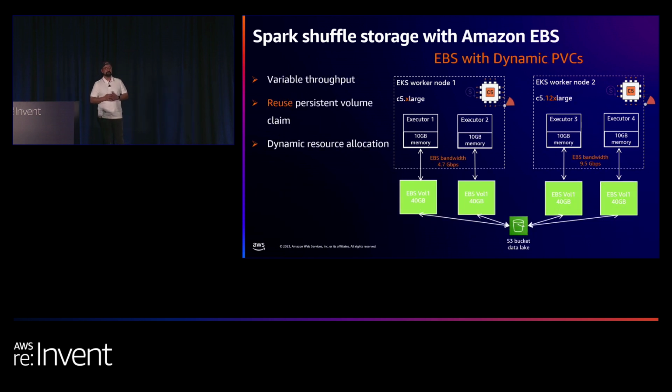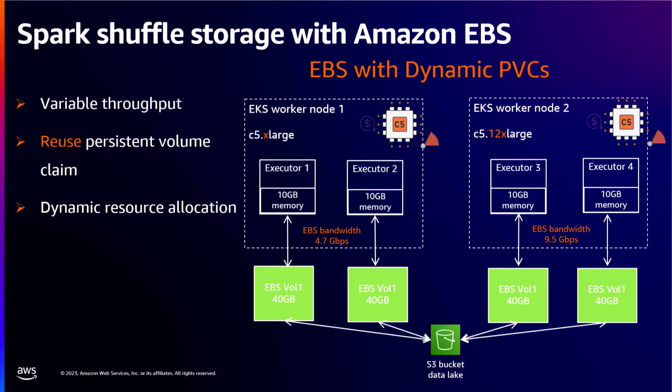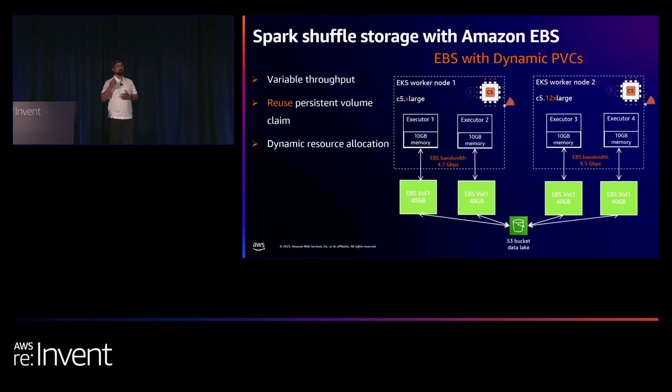Now, option 2: you can also use Amazon EBS for shuffle storage with the EBS CSI controller, which creates persistent volume claims. That means if you ask for 10 executors and every executor needs 40 GB, it will create 10 EBS disks with 40 GB each. As you see on the slide, every executor has a dedicated EBS volume.